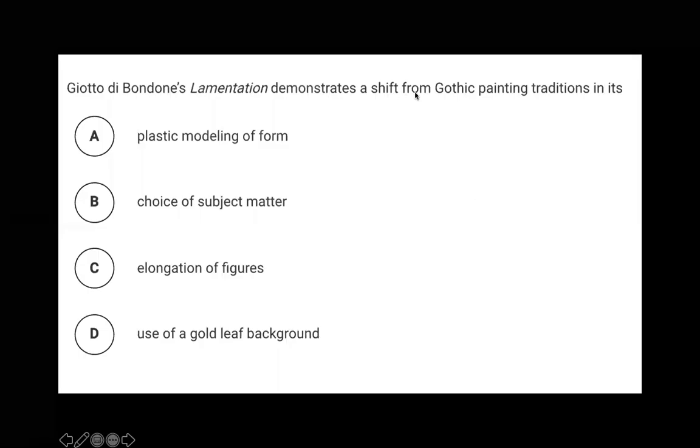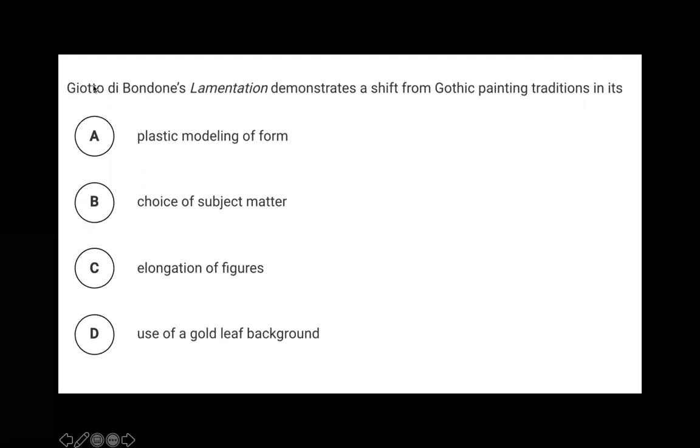All right, previous art history questions. So Giotto di Bondone's Lamentation, which we just need to know him by Giotto, but that's his last name. Giotto di Bondone's Lamentation demonstrates a shift from Gothic painting traditions in its A, plastic modeling of form, B, choice of subject matter. We've seen this repeated over and over and over again, so definitely not B. C, elongation of figures, or D, use of gold leaf background.